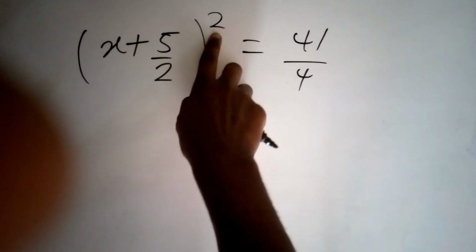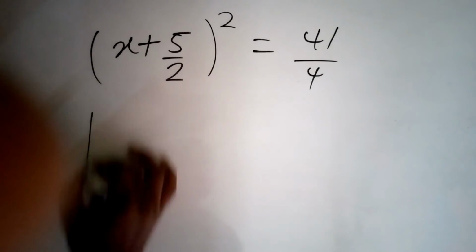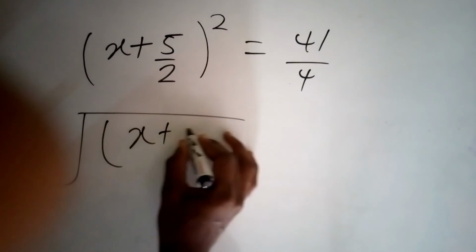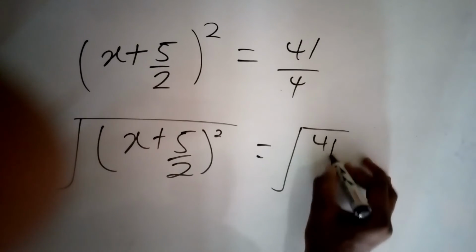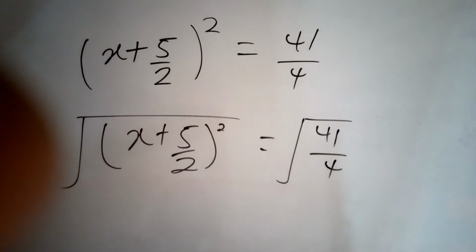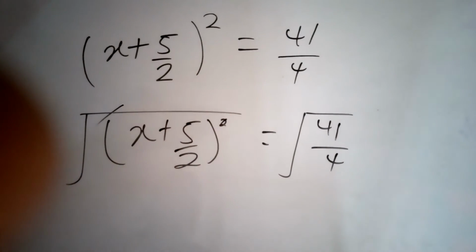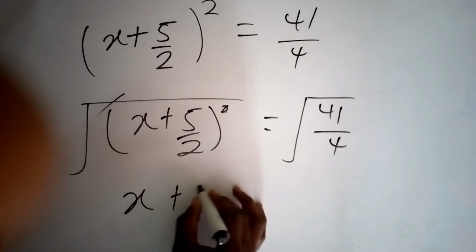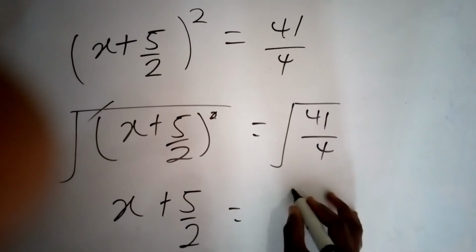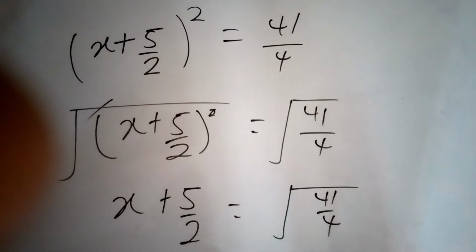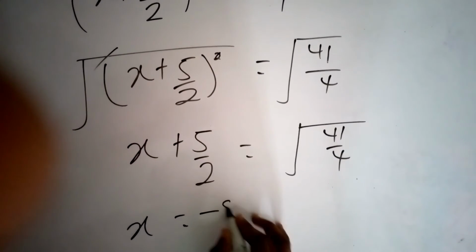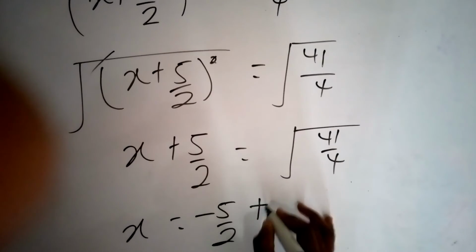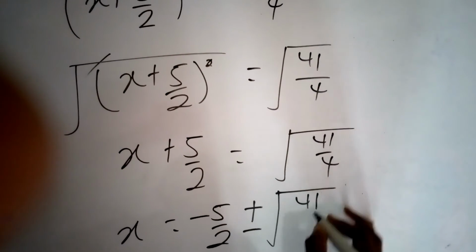Now for us to eradicate this square, we then square root both sides of the equation. That is, we get the square root of x plus 5 over 2 all squared, giving us the square root of 41 over 4. We know in mathematics that the square root takes care of the square sign. This then gives us x plus 5 over 2 to be equal to root of 41 over 4. And this then gives us x to be equal to negative 5 over 2 plus or minus root of 41 over 4.